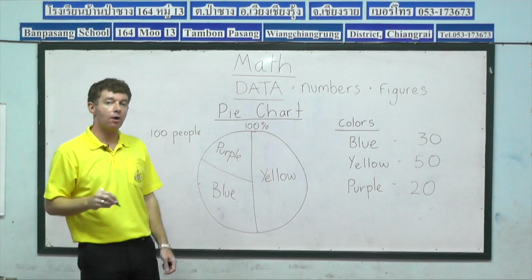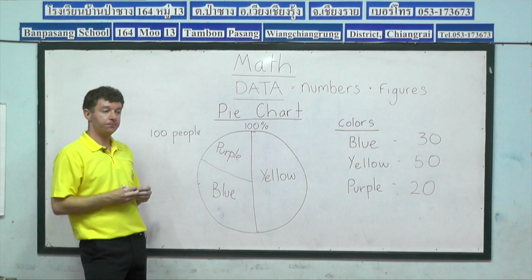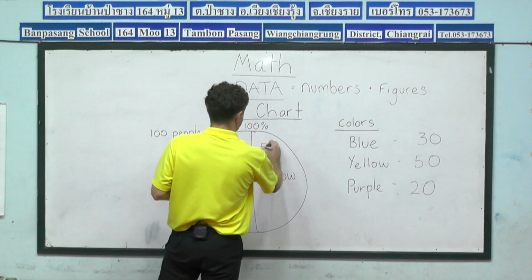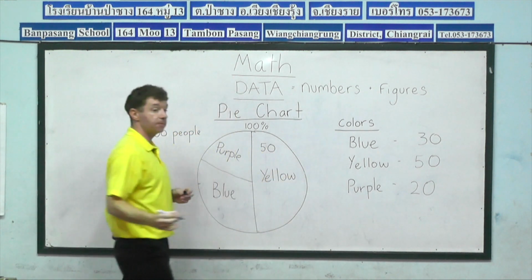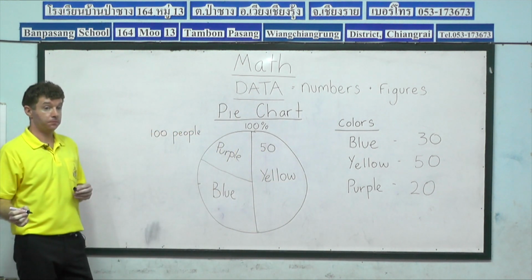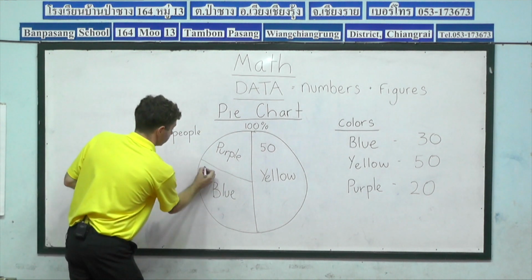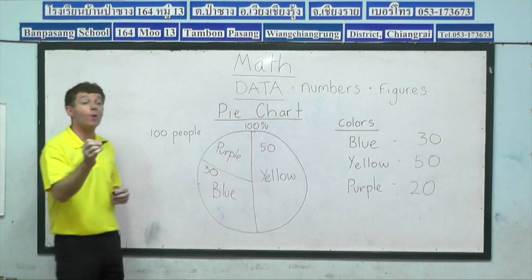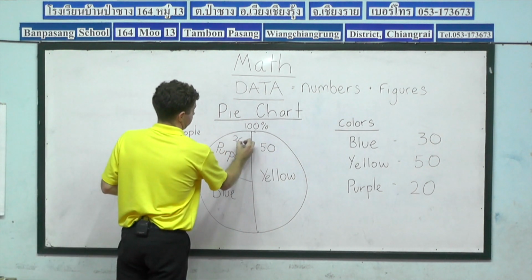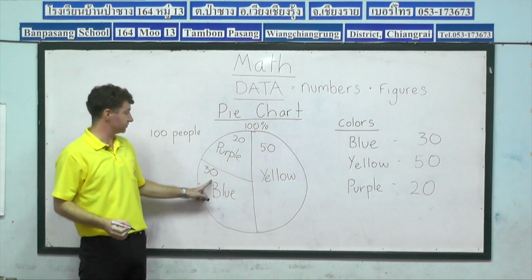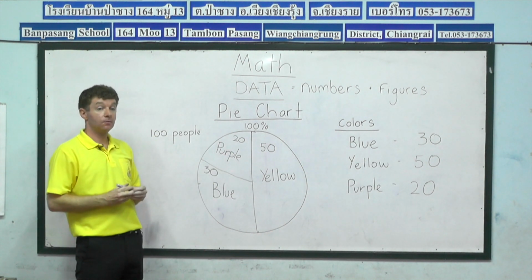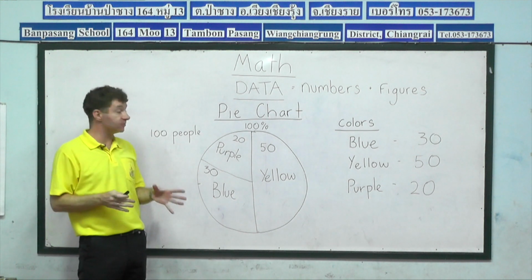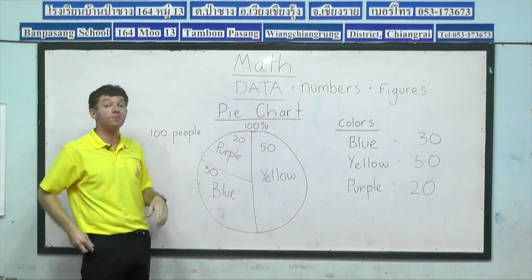We can now draw our figures. How many for yellow? 50. 50 people like yellow. How many people like blue? 30. Okay, so 30 for blue. And then, how many people like purple? 20. Which is great, because what does 50 plus 30 plus 20 make? 100. So we always know that when we finish our pie chart, we must reach the 100% figure.